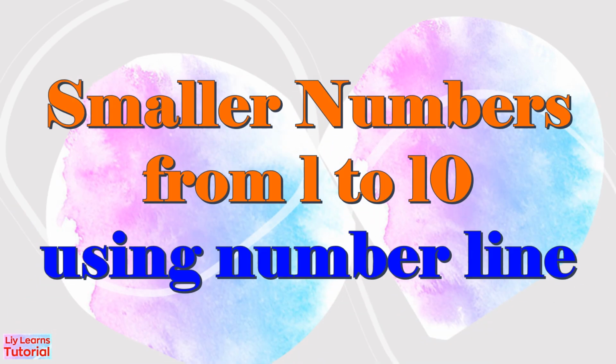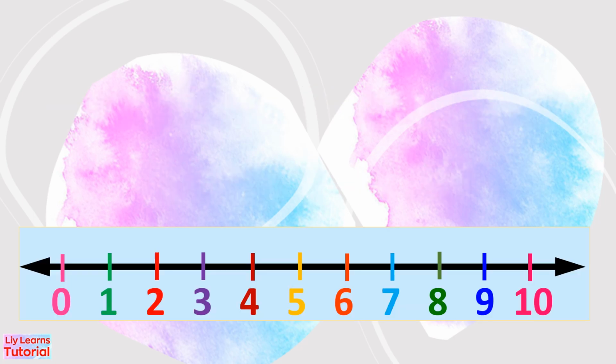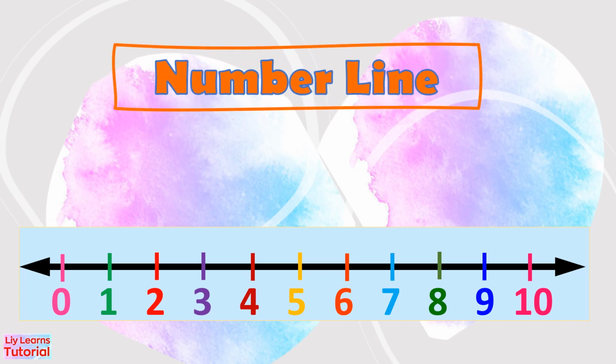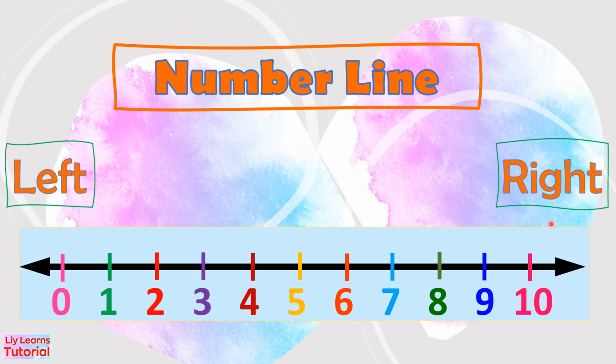Today's lesson is comparing smaller numbers from 1 to 10 using the number line. When we compare numbers, we may use a number line. This is the left side of the number line, and this is the right side.